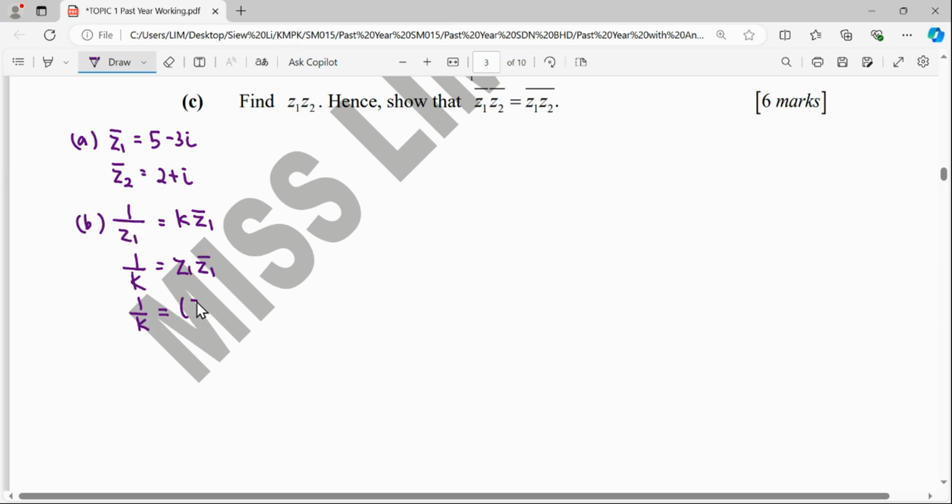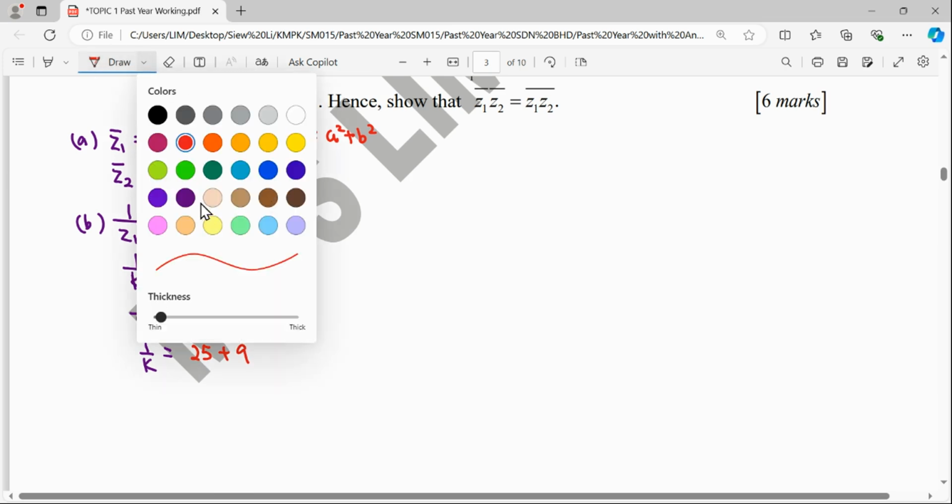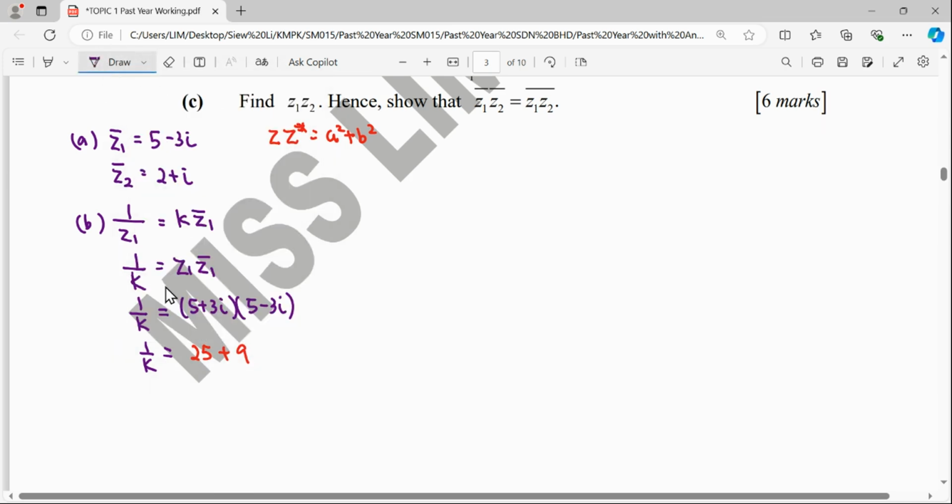For z1, it will be 5 plus 3i times its conjugate, 5 minus 3i. We simplify, where a complex number times its conjugate, the concept will be a squared plus b squared. So for this part, a squared is 25, b squared is 9. So 1 over k will equal 34. Then we inverse, k will equal 1 over 34.